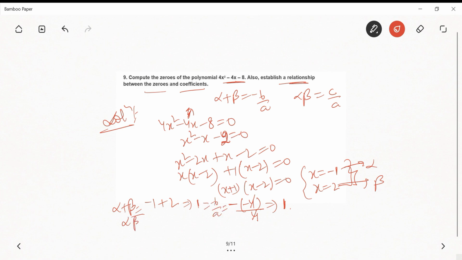Now the product of the zeros. So minus 1 into 2, you will get minus 2. Now we will check whether c by a is equal to minus 2 or not. So the value of c is minus 8 and the value of a is 4. If you divide it, you will get minus 2. That means alpha into beta is equal to c by a. So that's how we can establish a relationship between the zeros and the coefficient. Now let's move to the next question.